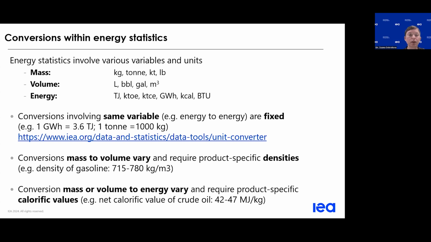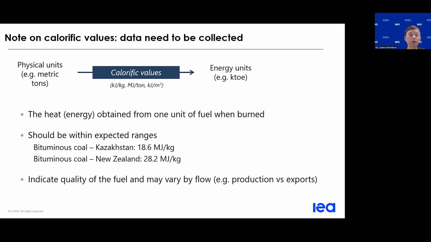Now, calorific values themselves can differ even for a given product. So calorific value is basically the heat energy obtained from 1 unit of fuel when it's burned. We would expect for different fuels that these calorific values fall into certain ranges, but these ranges can be relatively wide. They will differ based on the origin of the fuel.